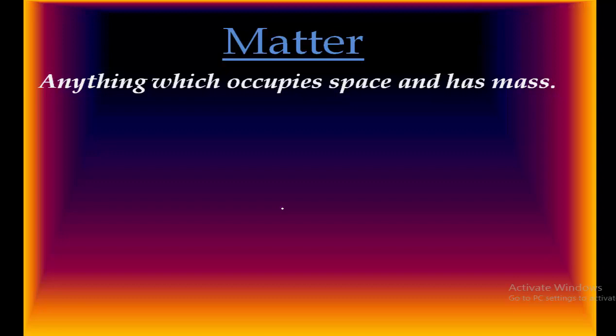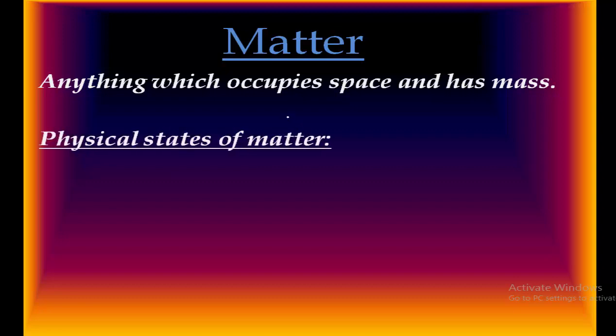Whatever things you observe in your surroundings, including ourselves, are matter, because we all occupy space and we all have some mass. If you take any substance in your surroundings, like a table, chair, pencil, pen, TV or fridge, all those things are matter because they all occupy some space and they all have certain mass. So everything around us is composed of matter.